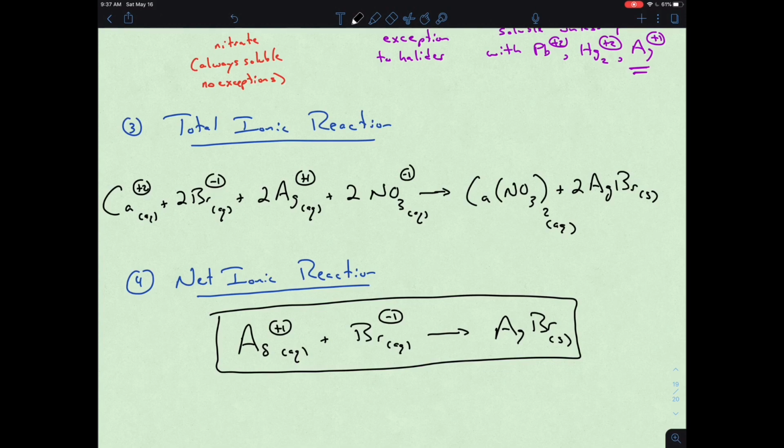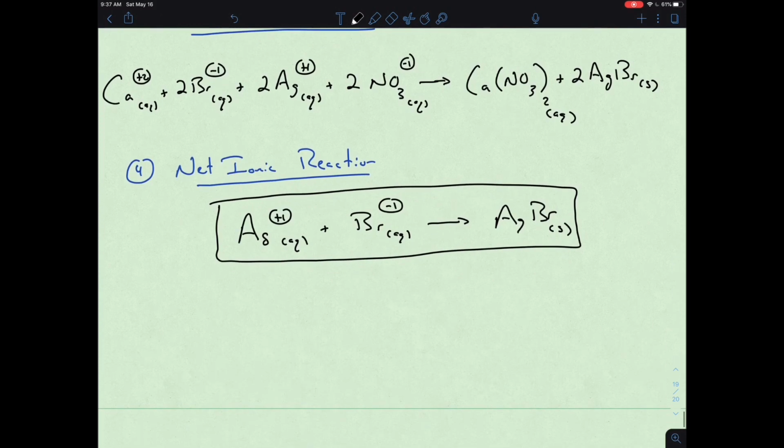Another type of ionic reaction is acid-base reactions.